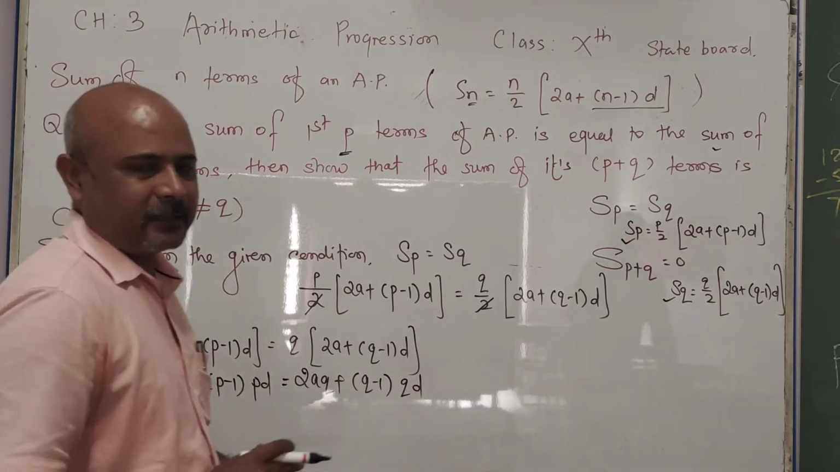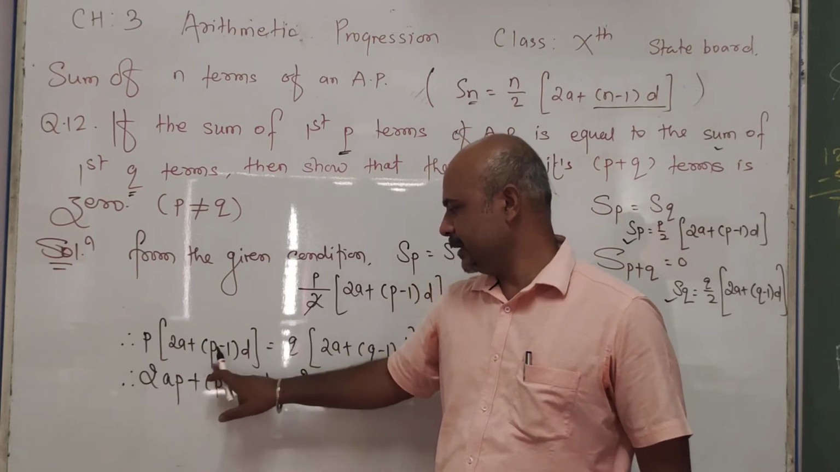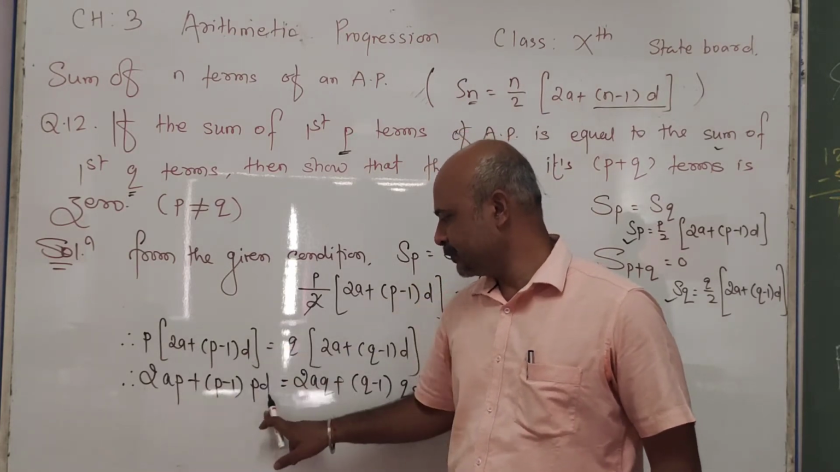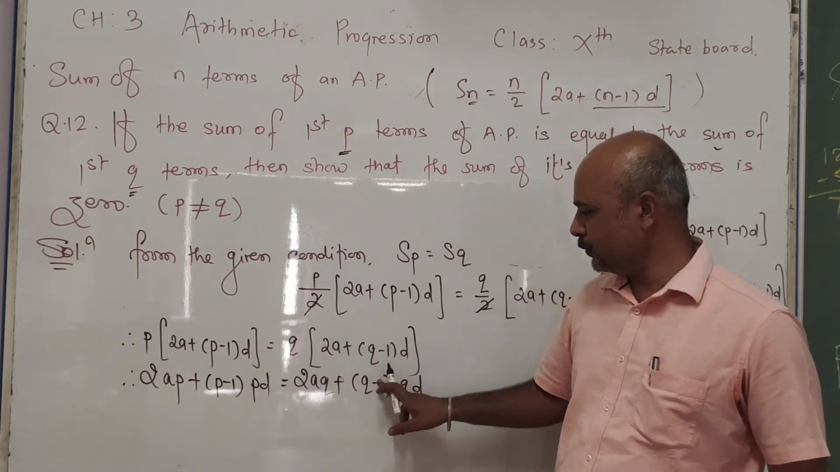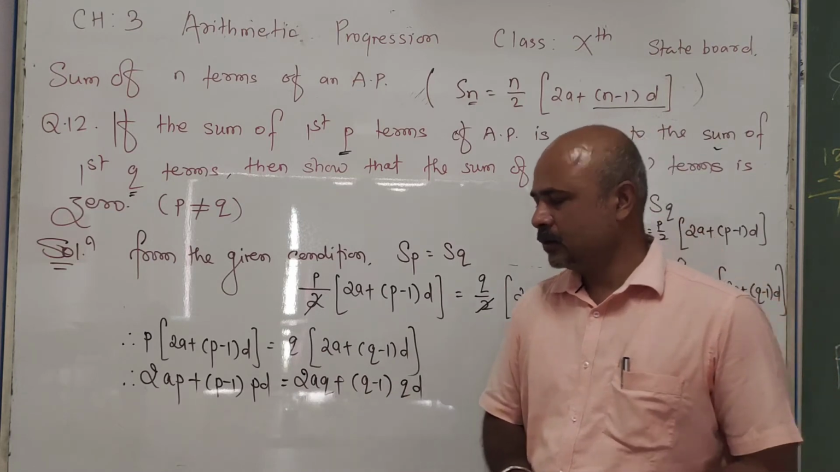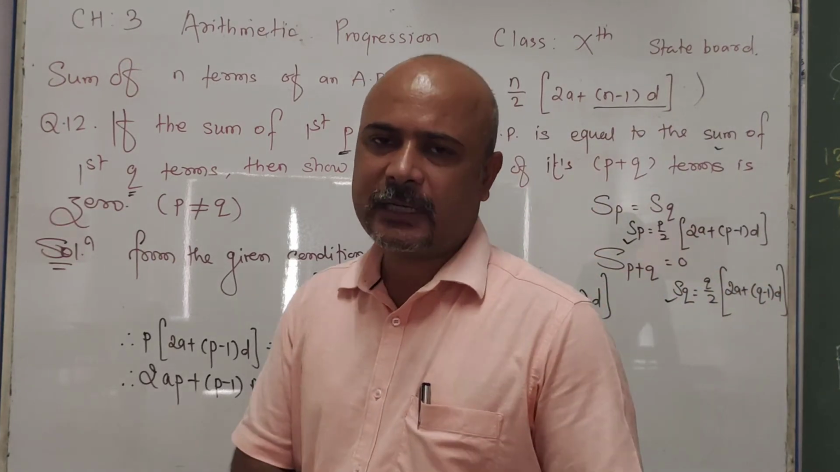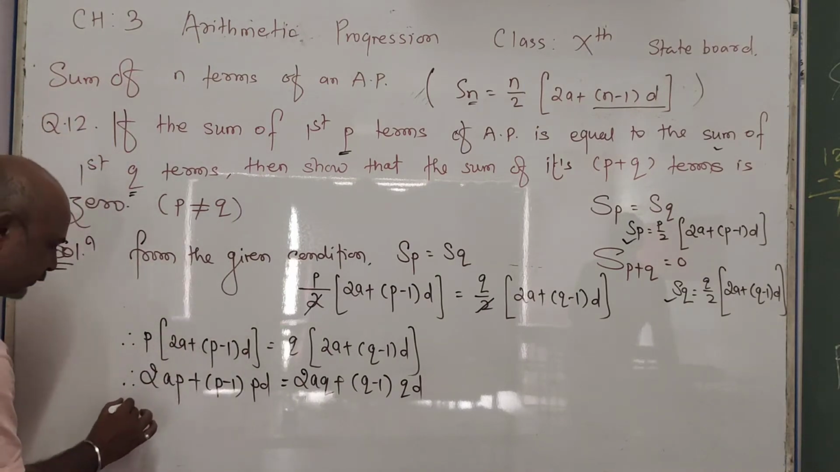So when you multiply the bracket by p, what are you getting? You are getting 2ap plus (p minus 1) into pd, and this is equal to 2aq plus (q minus 1) into qd. Now we'll shift all the terms to the left hand side. So what will we get, student? Let us see.